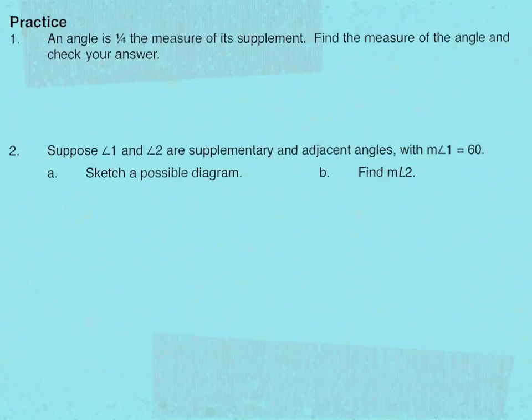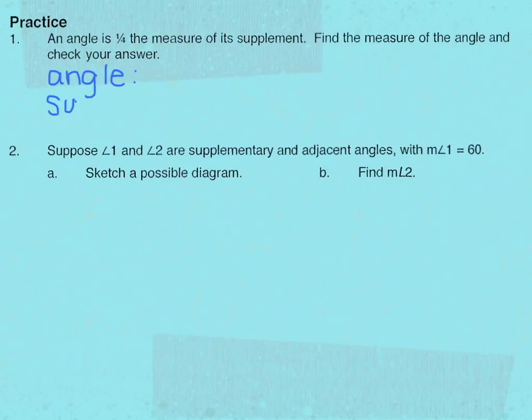So, an angle is 1/4 the measure of its supplement. Find the measure of the angle and check your answer. Okay, this is a tricky one. I'm going to guide you through this. Make sure you're writing this down so that when you get to this problem in your homework, you can follow this example. I'm gonna get a little algebra-y on you, okay? So I have an angle, and then I have its supplement.